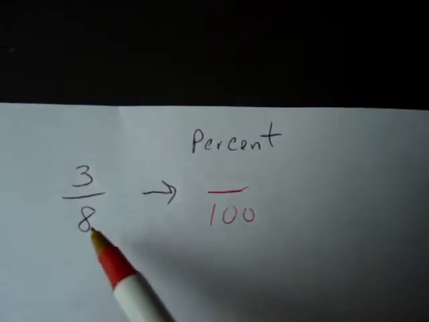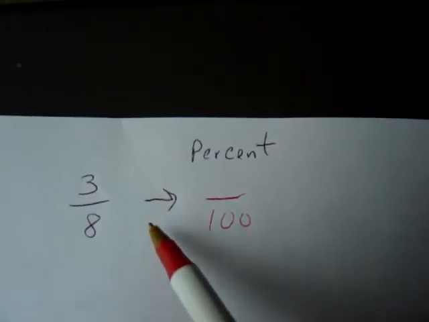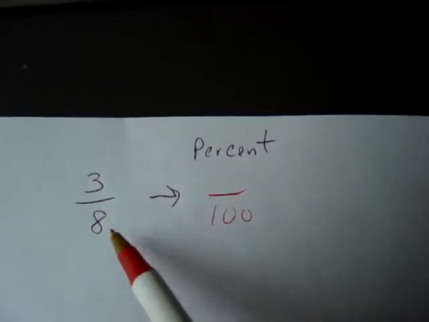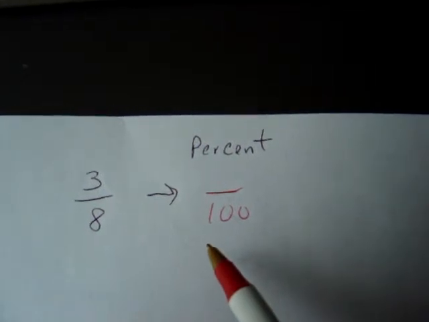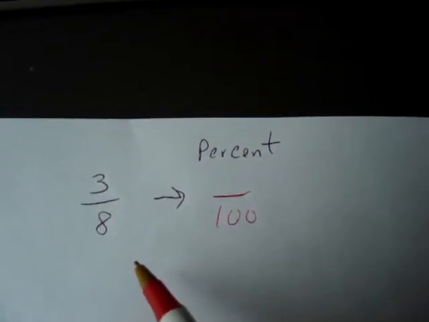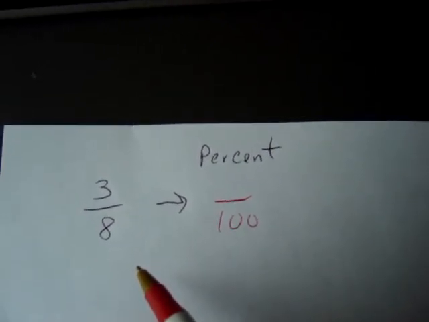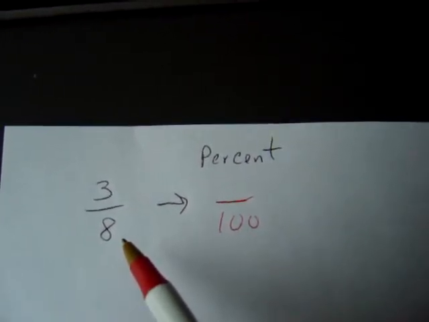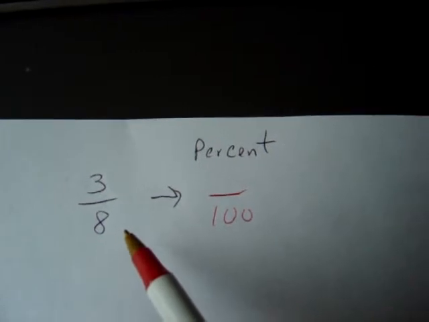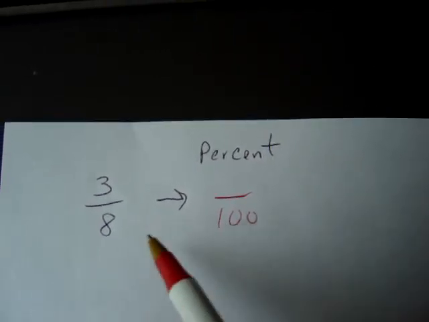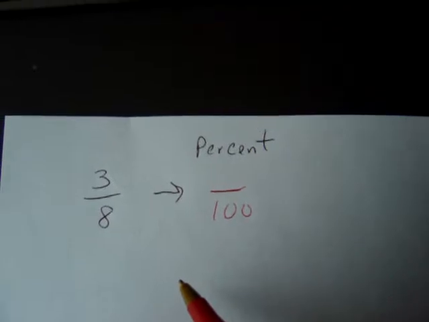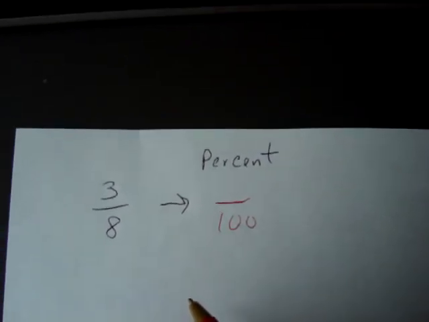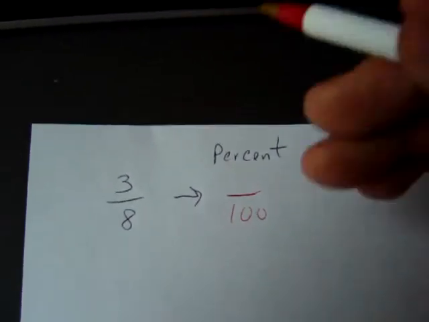But I can't think of a number that I can multiply times 8 to get 100, because 20 times 8 is 160, that's too big. 15 times 8 is, I think, 120, that's too big. 8 times 12 is 96. It's not going to be simple, so your best bet is to divide. That is going to be your easiest and best friend for going from fractions to percents.